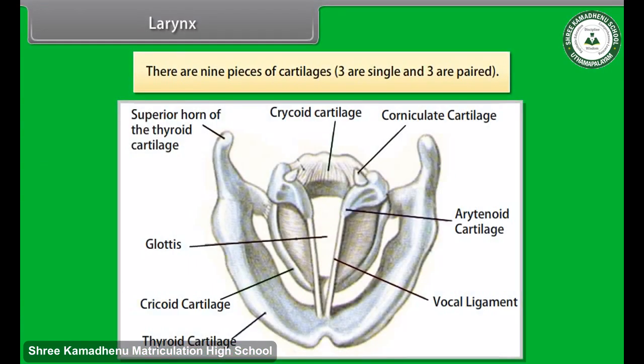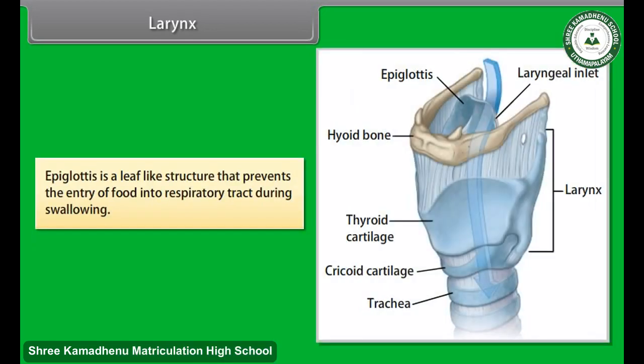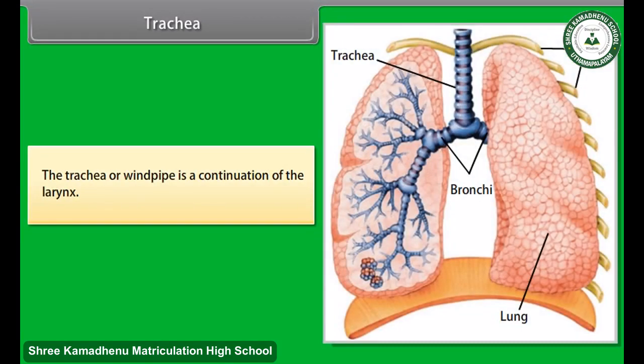There are 9 pieces of cartilages. 3 are single and 3 are paired. Epiglottis is a leaf-like structure that prevents the entry of food into respiratory tract during swallowing. Trachea. The trachea or windpipe is a continuation of the larynx.